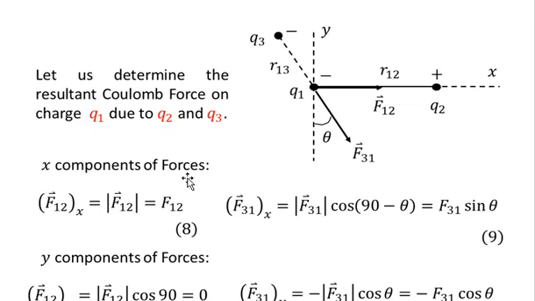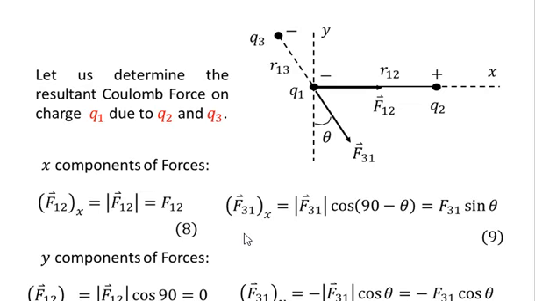So the x components of the forces. For F12, its x component is equal to the magnitude of the force F12, because F12 is along the x direction and the cos of 0 is equal to 1. So the magnitude of F12 multiplied by cos of 0 is the same as F12. Now I am going to determine the magnitude of the x component of the force F31, that is, what is the magnitude of F31 along the x direction.